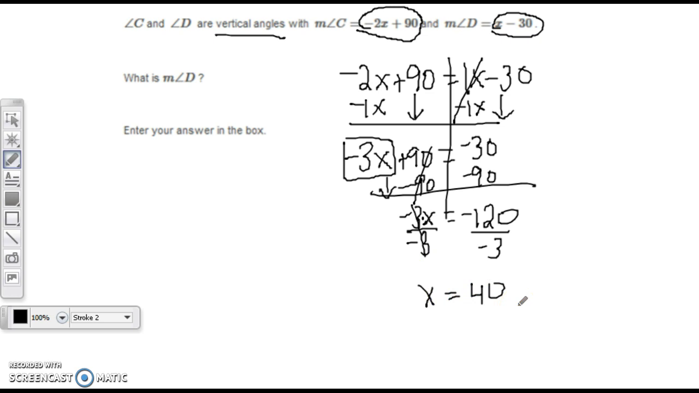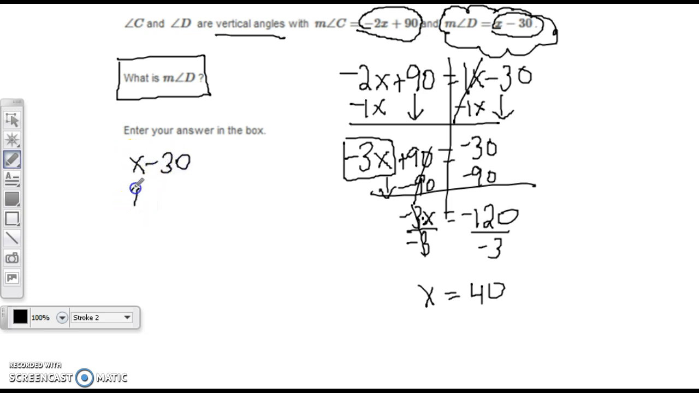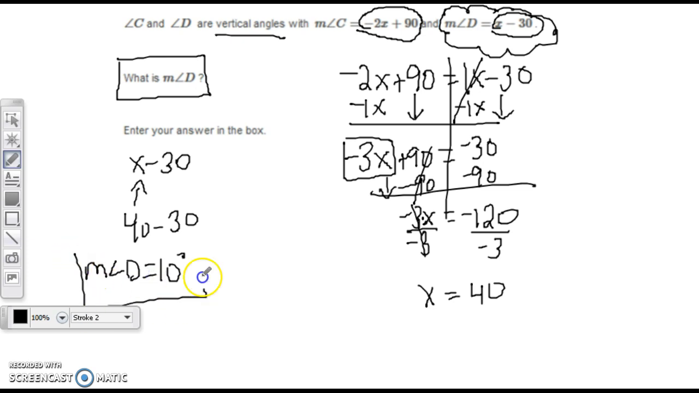So I got that x equals 40, but be really careful. It doesn't say what is x, it says what is the measure of angle D. So we need to go back up here and use our substitution method to plug it in. Instead of saying x minus 30, I'm going to substitute in 40 for x. So 40 minus 30 is 10 degrees. So the measure of angle D is 10 degrees. That would be our final answer.